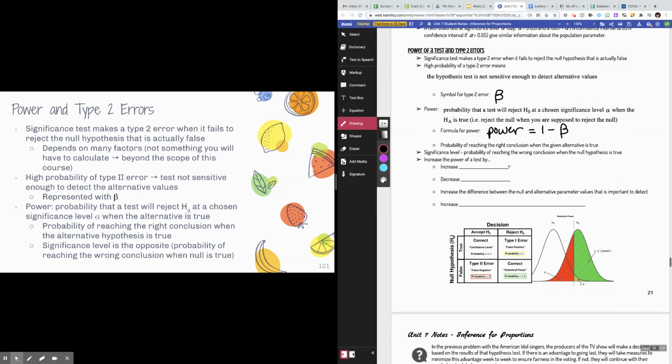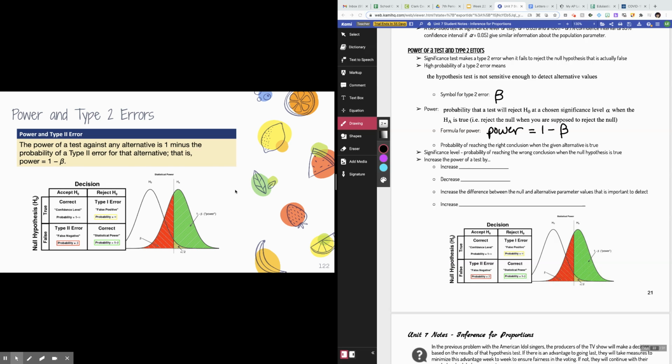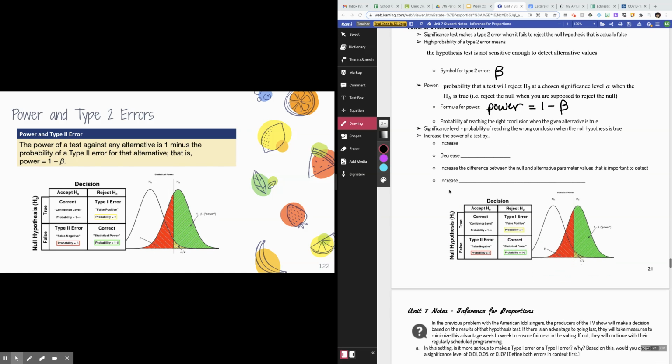Your significance level, your alpha, is the opposite of that, right? Your significance level is the probability of a type 1 error, right? So that's the chance that you reach the wrong conclusion, right? That you end up rejecting the null when in fact you shouldn't, because the null is true. Okay, so I want to walk you through visually here in a second the different ways that you can increase the power of a test.